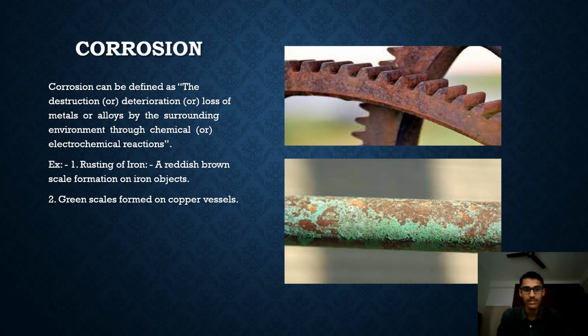Now we will start with the topic corrosion. Let's first see its definition. Corrosion can be defined as the destruction or deterioration or loss of metals or alloys by the surrounding environment through chemical or electrochemical reactions. For example, rusting of iron. As you can see in the top picture that there are brown depositions on the iron. That is an example for rusting, and another example can be given as green scales that are formed on copper vessels when they are kept open. You can see that in the second picture below.